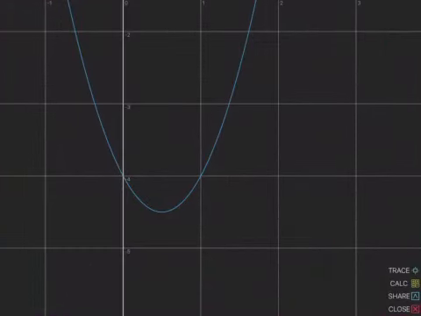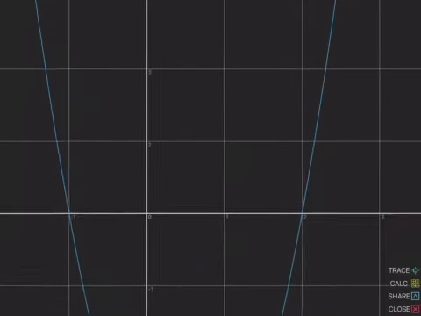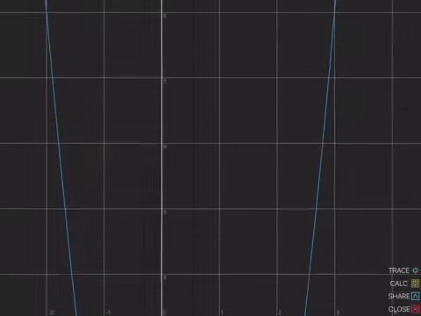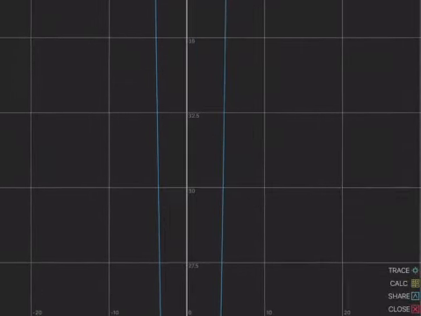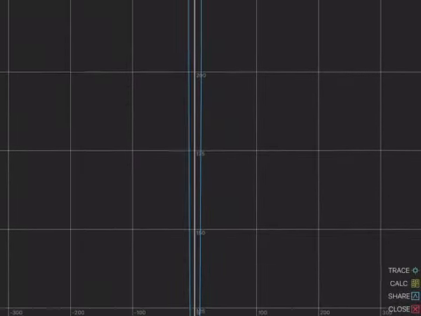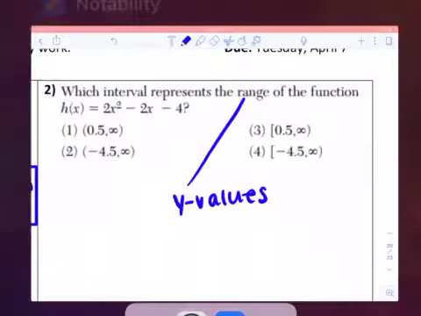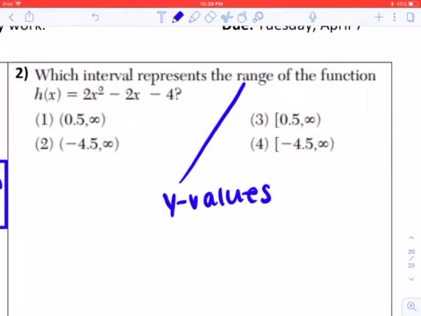So the lowest it can go is -4.5, and the highest it can go, well, if I keep going up, clearly, if I zoom out, you can tell that this baby's never stopping. So it's going all the way up to infinity. So the lowest it goes is -4.5, and the highest it goes is infinity. So I can eliminate choice 1 and 3. That leaves me 2 and 4.